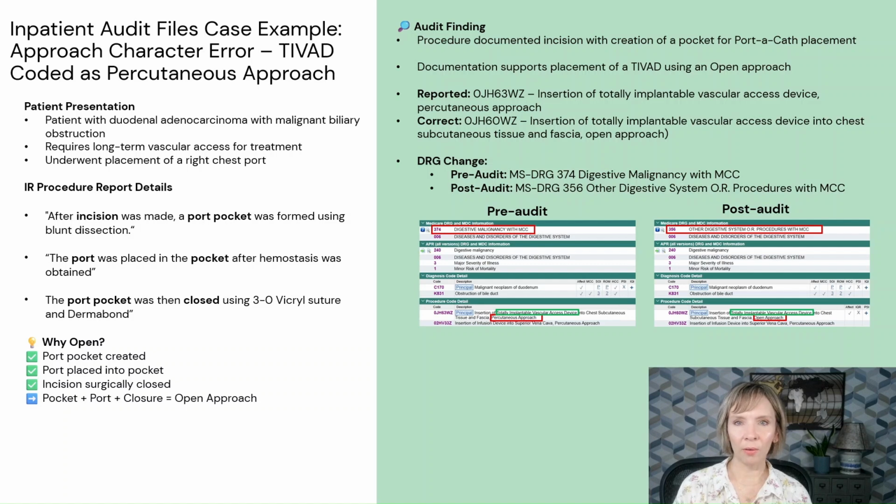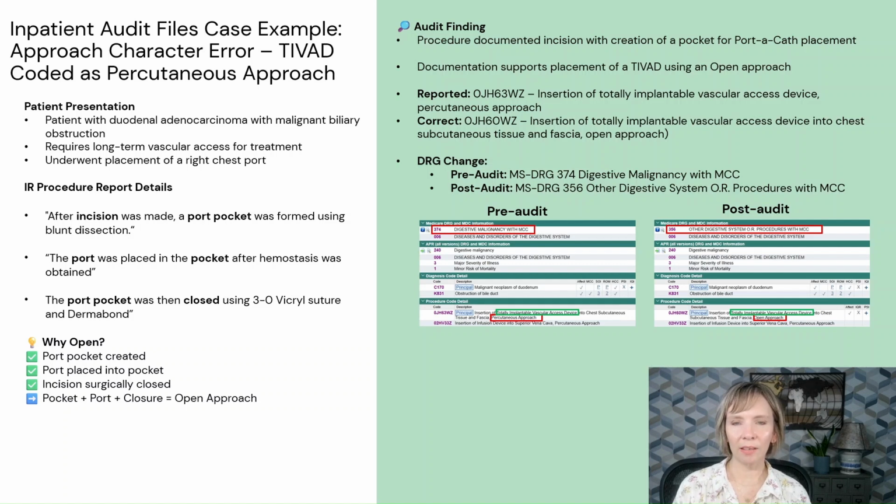When we review the documentation, we see several important details. The physician documented making an incision and then creation of a port pocket using blunt dissection. The port was placed into the pocket and then the incision was closed. These details support an open approach for the insertion of the vascular access device.